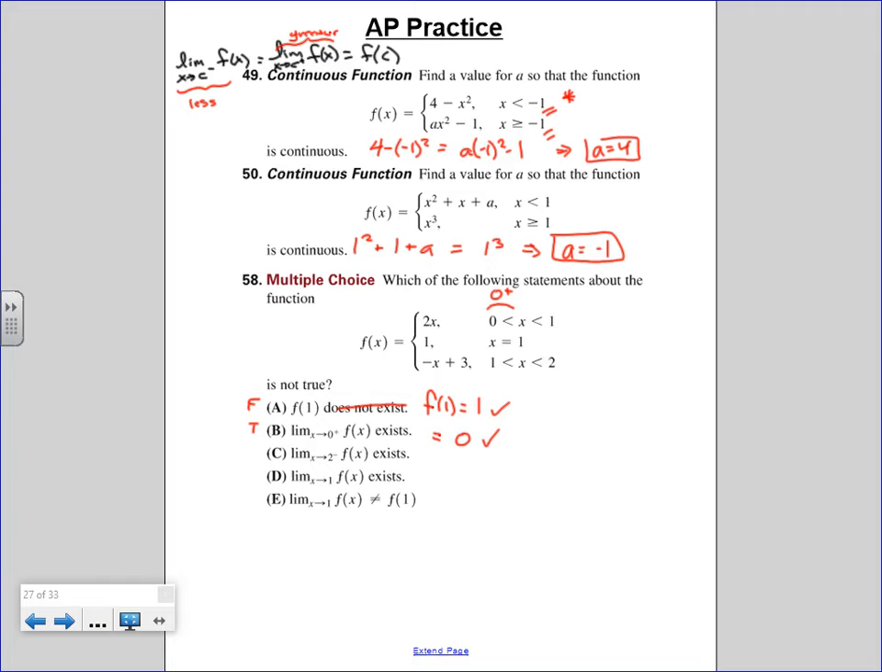Okay, why is C true though, Amanda? Which Amanda? Front Amanda. Oh, me. Why is C true? Because when you're going on the third function, the negative x plus 3, you can plug in 2 from the negative side. And then we'd end up with 1. True.